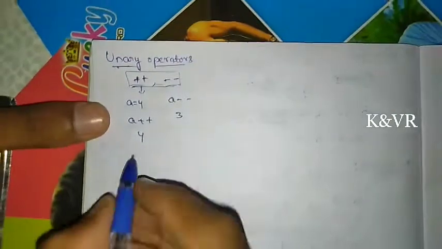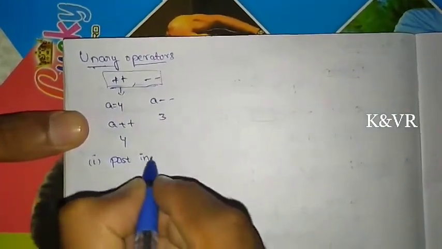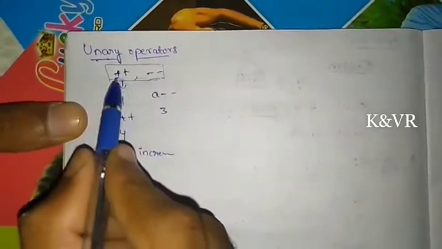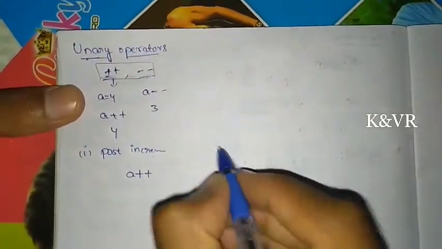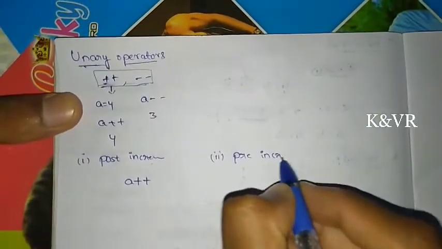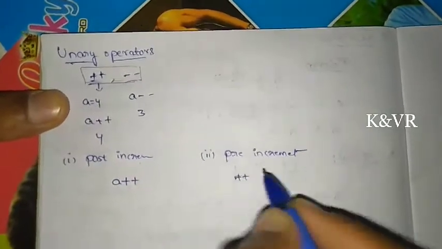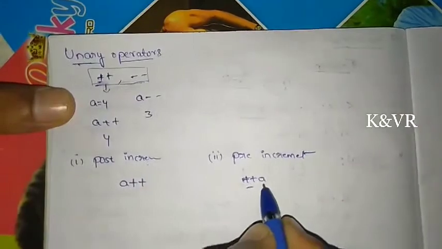And we have some different types of using these operators. First one is post increment, that means using this increment operator at the back side. Then there is pre-increment, which means plus plus a, adding the increment operator before the variable.